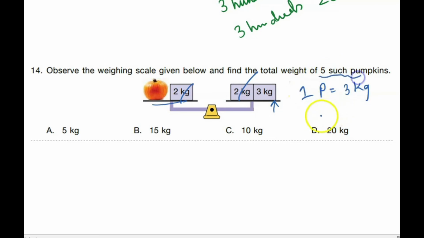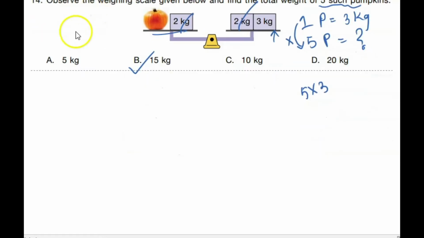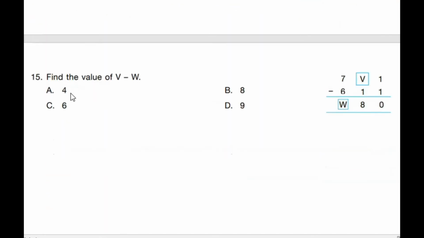We have to find 5 such pumpkins. 5 pumpkins is equal to how much? So from 1 to 5, 1 to many, we will multiply. 5 times 3 is what? 15 kg. Next question, question number 15.